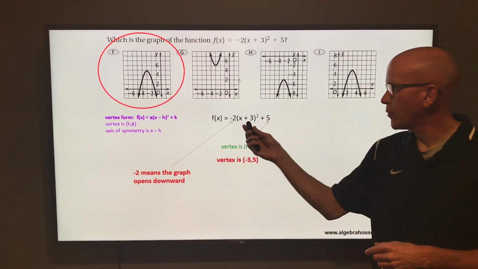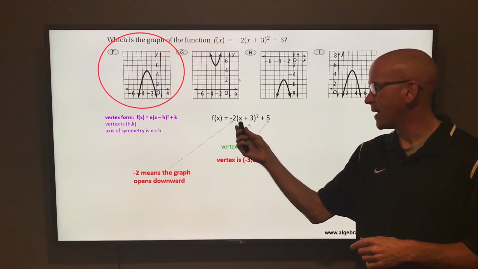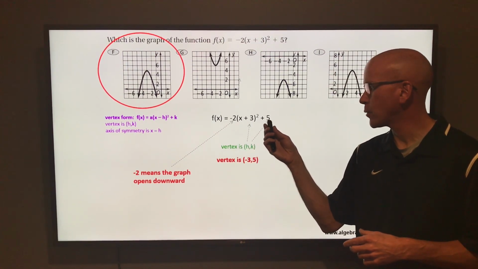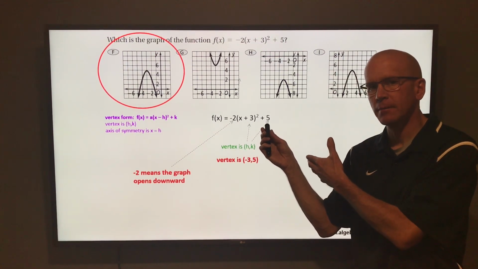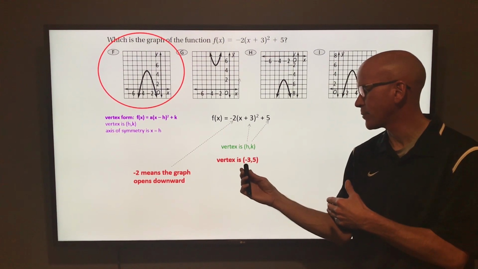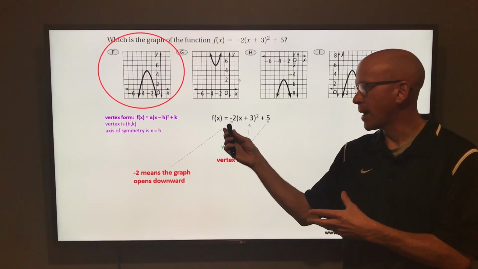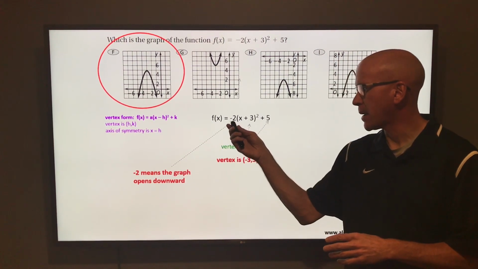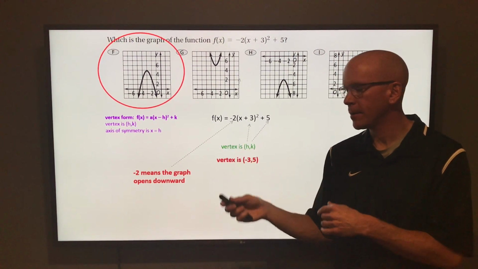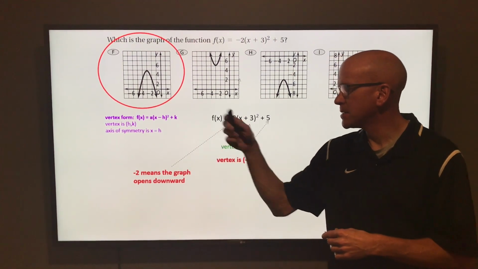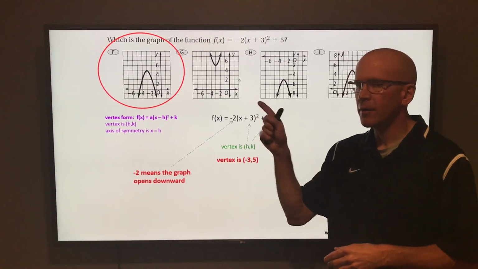So once again, the vertex is located at (negative 3, 5). If that's x plus 3, the x-coordinate of the vertex is negative 3. The y-coordinate of the vertex is just going to be what's showing there, positive 5. So the vertex is (negative 3, 5). This negative sign out in front, that means the parabola opens downward. If that was positive, the parabola would open upward. So with a vertex of (negative 3, 5), negative 2 out front, that means the parabola opens downward. Letter F is the correct answer.